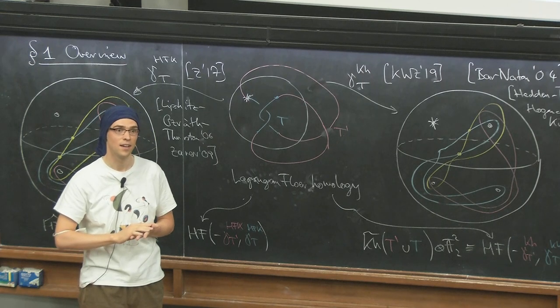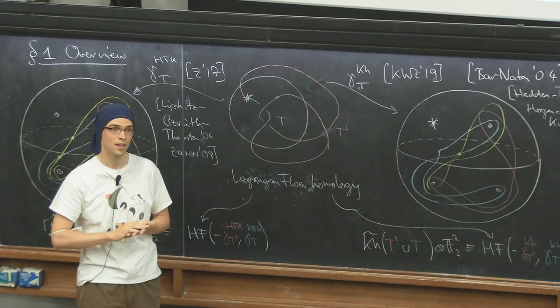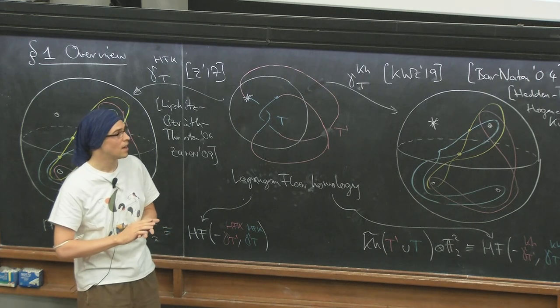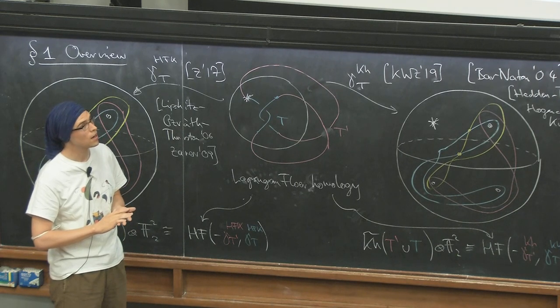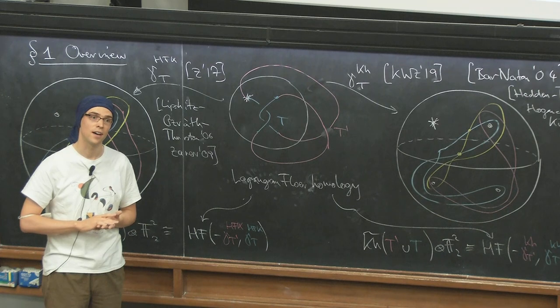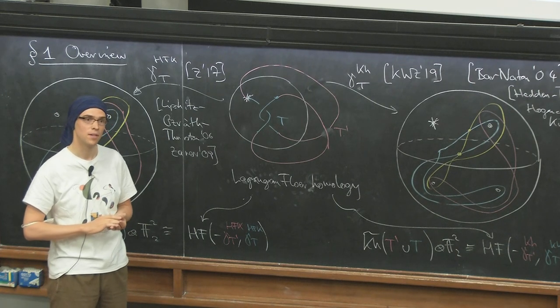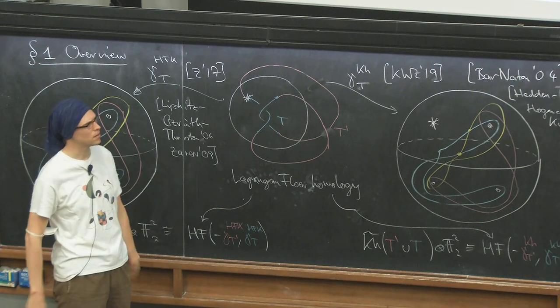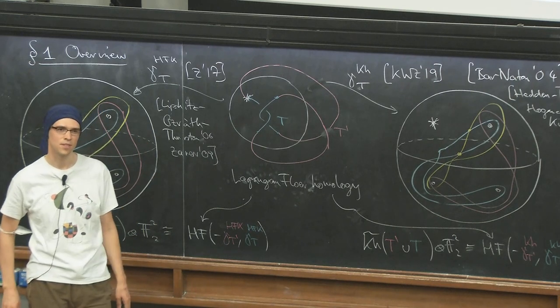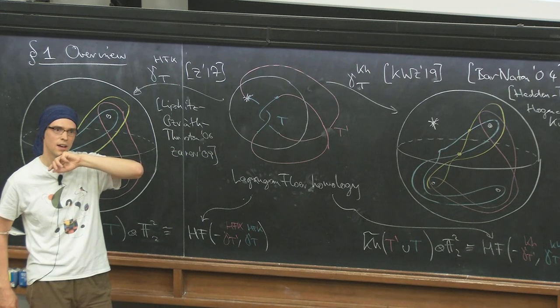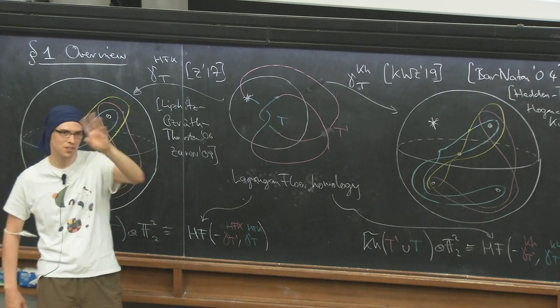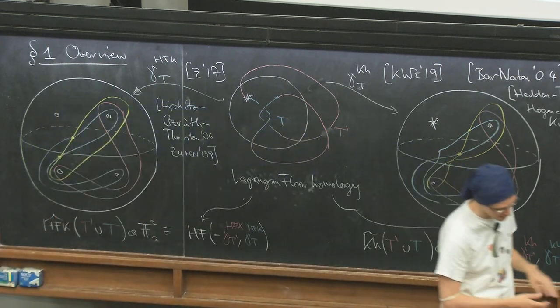Do we expect a similar result just for any tangle that has a closure which is the unknot? That's an interesting question. I don't know. We haven't thought about this. So you'd be thinking about what would be the knot Floer homology? What would be the K in this case? Okay, maybe we should talk about this. So maybe I should wrap up.